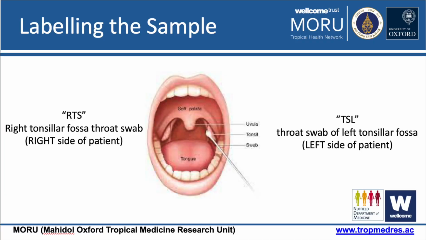The specimen is labelled as which side of the throat it was taken from. TSL is the patient's left side and RTS is the patient's right side. The left side is always taken first.